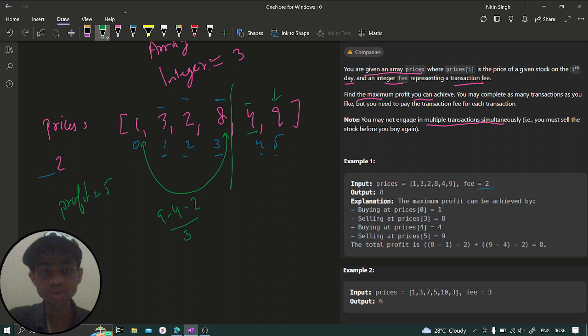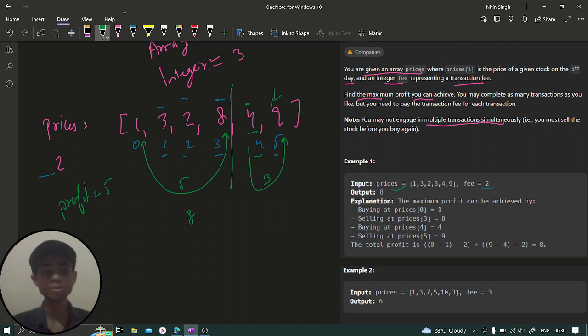So if I buy on the fourth day and sell on the fifth day, I'm going to get a profit of 3, after subtracting the transaction fee as well. I hope you can see here: here was a 5, here was a 3. So how much total profit are we going to get? 5 plus 3 is 8, so the output we are going to return is 8.